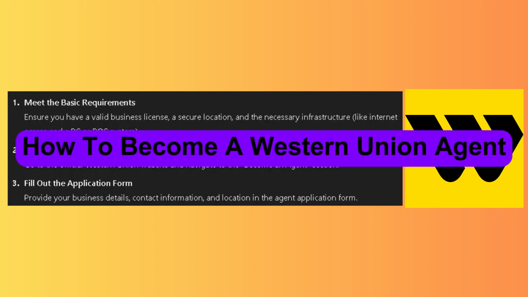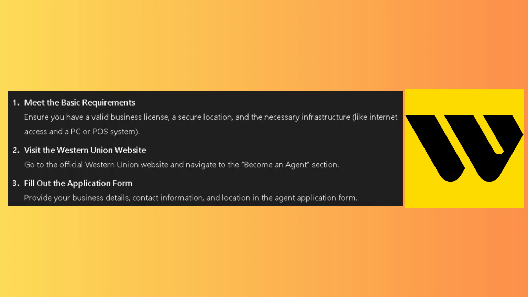In this video, you will learn how to become a Western Union agent. Meet the basic requirements: ensure you have a valid business license, a secure location, and the necessary infrastructure, such as internet and access to a PC or POS system.